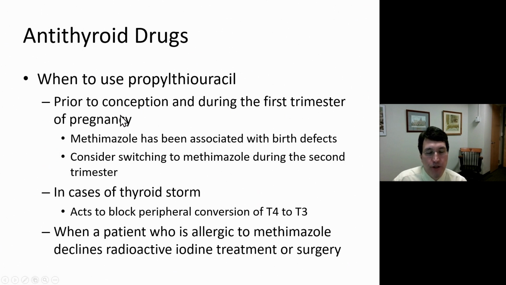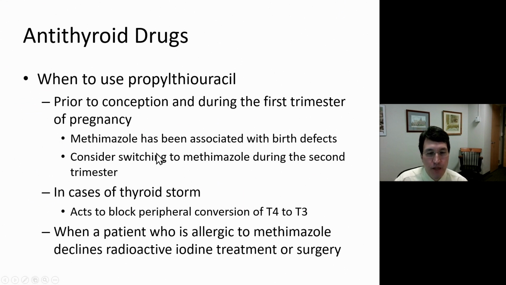Probably the most important is in young women of reproductive age prior to conception and during the first trimester of pregnancy if hyperthyroidism happens to be diagnosed during pregnancy. The reason we consider propylthiouracil or PTU is because methimazole has been associated with certain types of birth defects. So patients will often be started on PTU prior to conception or in the first trimester, and then if they're well controlled, in a lot of cases they're able to stop it altogether, but if they need to continue on antithyroid drugs, then we may consider switching them to methimazole during the second trimester of pregnancy.